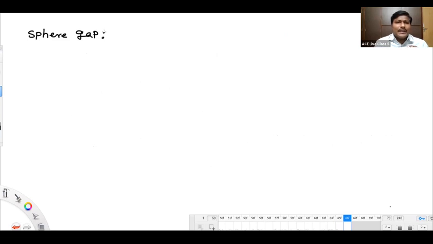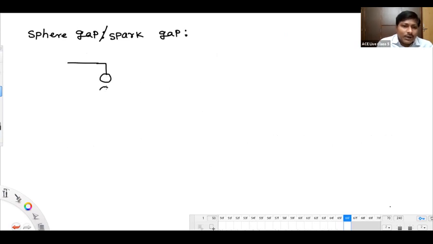Very simple in operation. It can be called sometimes as spark gap also. Spark gap or sphere gap, any name. These are two spheres with some spacing, maybe solid spheres or hollow spheres, doesn't matter. Most of the time, solid spheres only, if it's of small size. These are the two spheres with some gap, and this is that D gap.